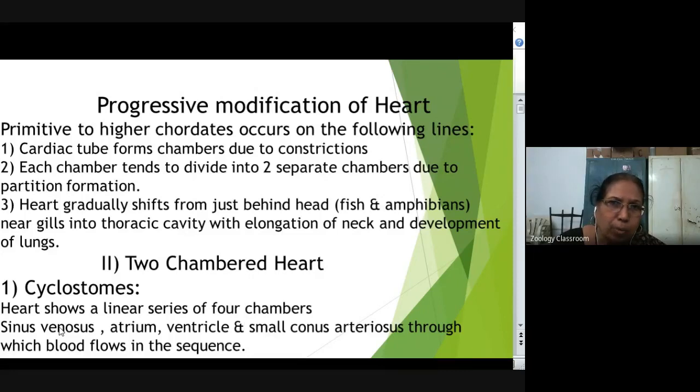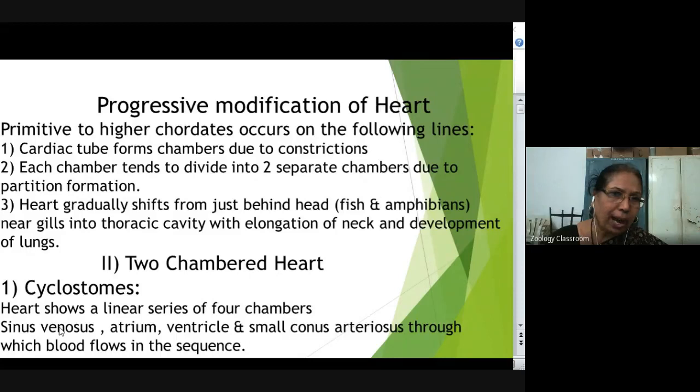First, in the embryonic condition, a cardiac tube is present. This cardiac tube then forms chambers due to partition or constriction. Then each chamber divides into 2 separate chambers, and the heart gradually shifts from the head to the neck region or the thoracic region. In fish, the heart is present near the head region, but in reptiles and mammals it is transferred towards the thoracic chamber.